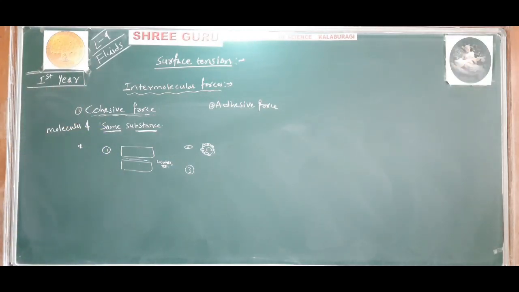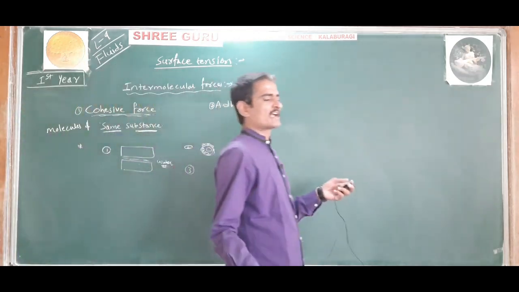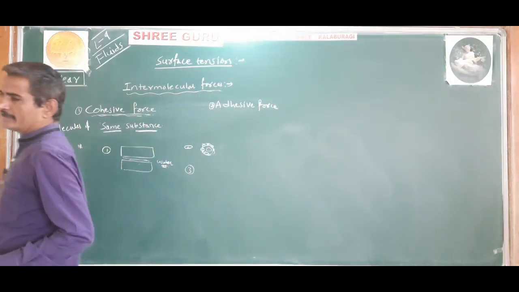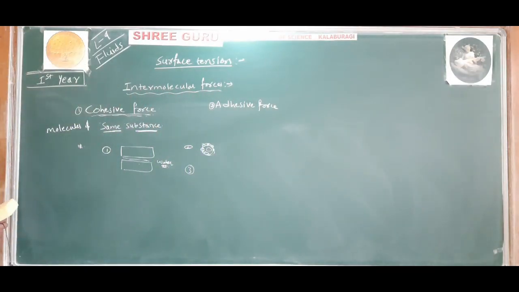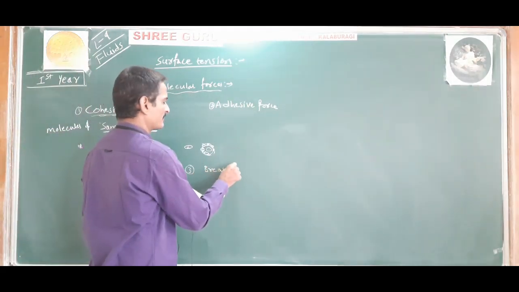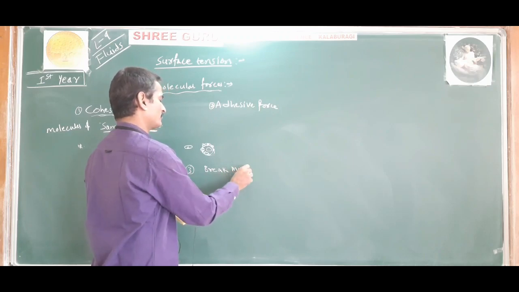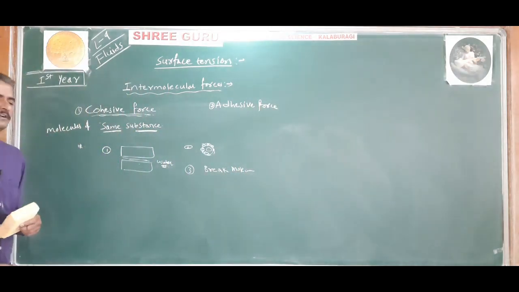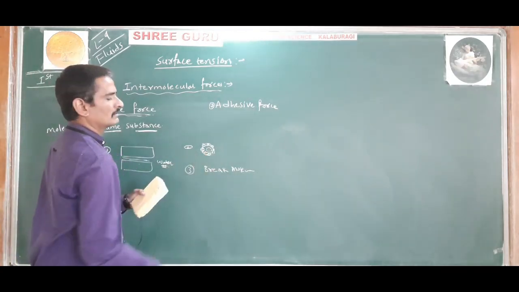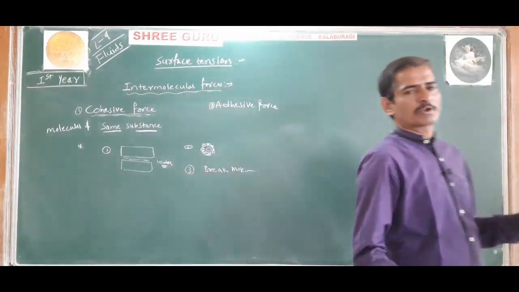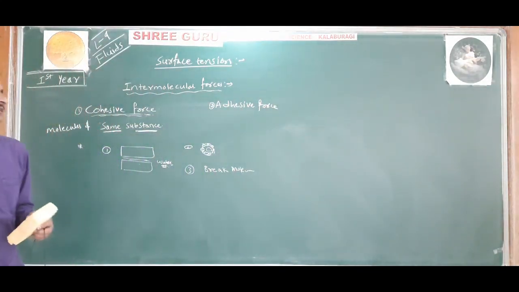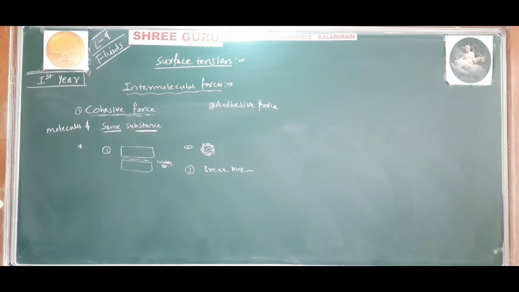Understood? So, what is cohesive force? The force of attraction between the molecules of the same substance or same kind is called cohesive force, and due to the cohesive force, it is very difficult to break a mercury drop into smaller pieces. And when two or more liquid drops are brought together, they coalesce into one bigger drop. This is also due to the force of cohesion.